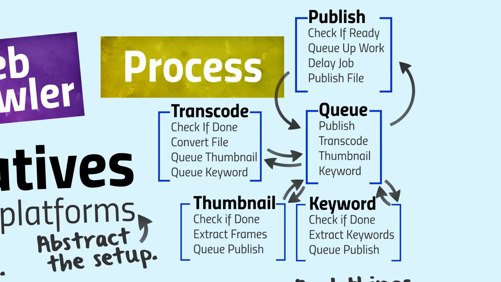So when it first comes in, you do not queue up thumbnail and keyword. You just queue up transcode, and it doesn't. So thumbnail and keyword are only ever queued up once. But they'll both queue up publish because they don't know if the other one's done. And the publish worker will just sit there, and it'll be a singular worker because it's not a process-intensive thing. It's pretty much change a flag in a database, something like that.